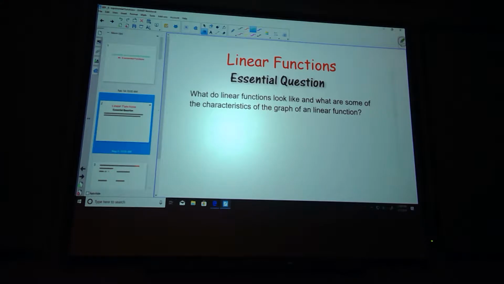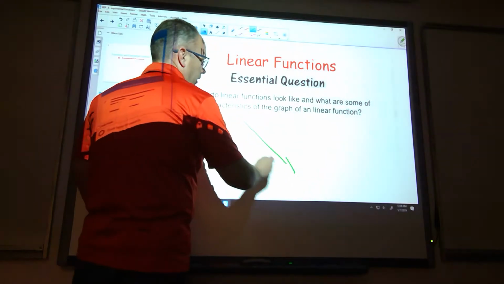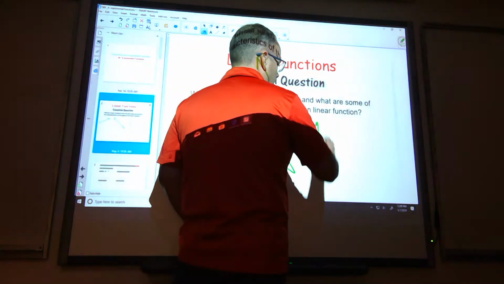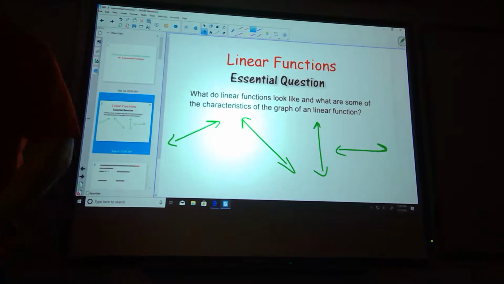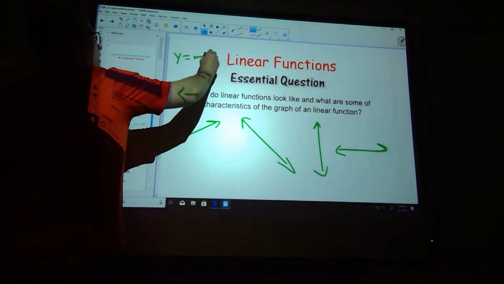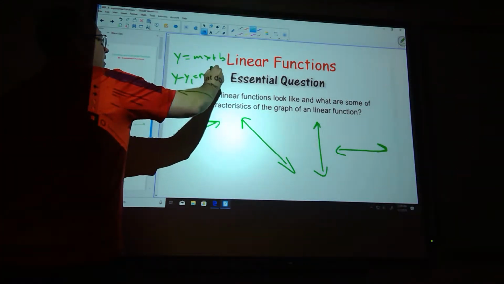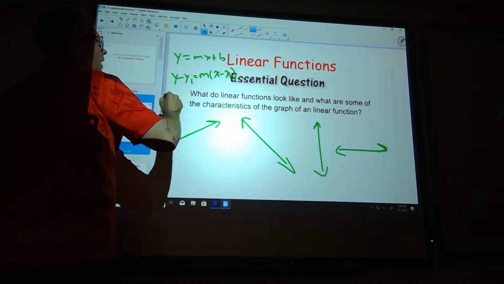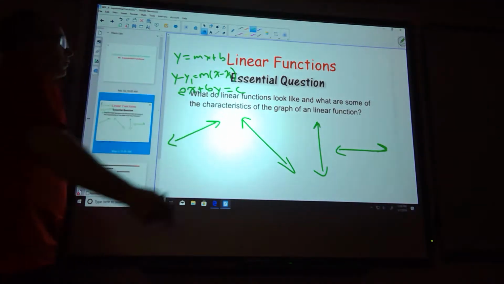All right, so let's talk about linear functions. Linear functions are straight lines, right? So linear functions, when we graph them, they can look like this and like this. They can be vertical and they can be horizontal, right? And linear functions we do is y equals mx plus b, or we have y minus y1 equals m times x minus x1. Or we even have ax plus by equals c. So those are all forms of linear.